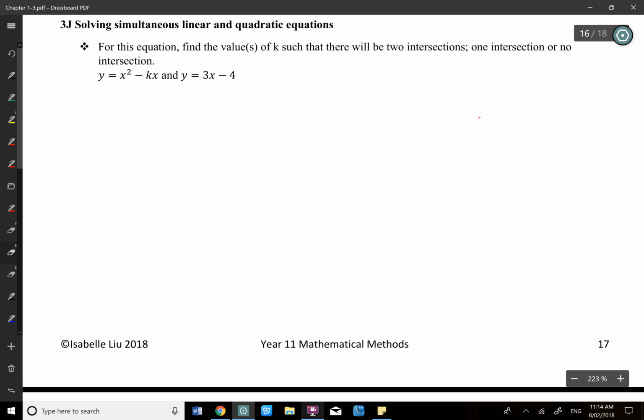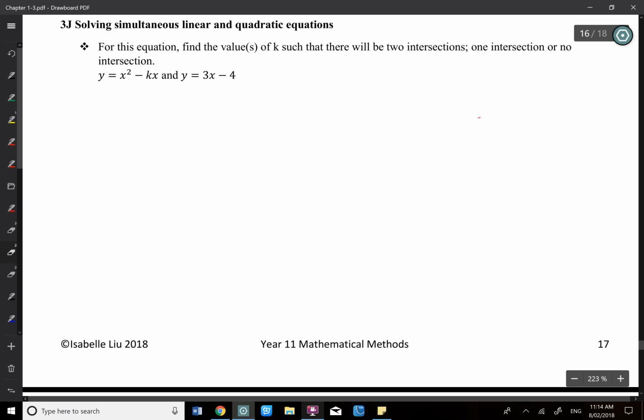We talk about the quadratic equation and the linear equation, and how many intersections they can have. If you think about the shape of the graph, we will have three different cases. The first one is they just cross at 2 points, anywhere, just cross twice.